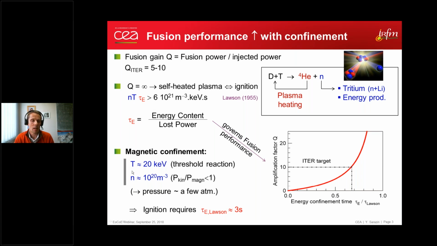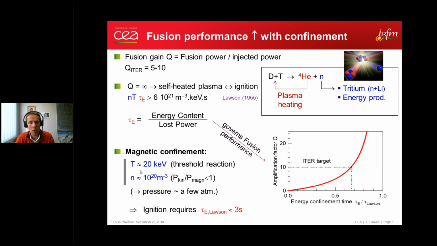So to reach the ignition, then you need to have an energy confinement time of the order of a few seconds. In a tokamak plasma, the temperature is more or less prescribed, because the deuterium-tritium reaction is a threshold reaction, so you need to have a temperature of the order of 20 keV, and density, because this is the control of confinement, the kinetic energy has to be smaller than the magnetic energy, and this leads to a density which is less than a certain value, and in the end you end up with a density which is of the order of 10 to the 20 per cubic meter.